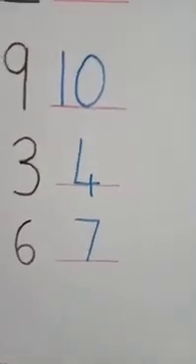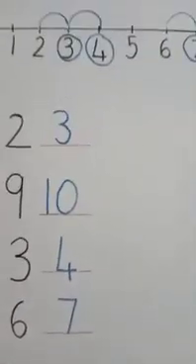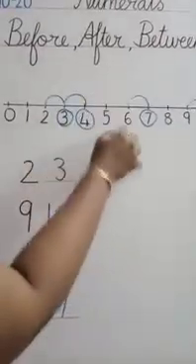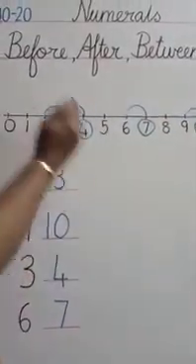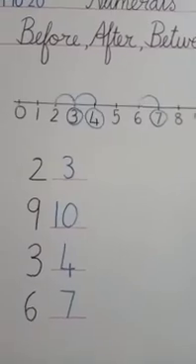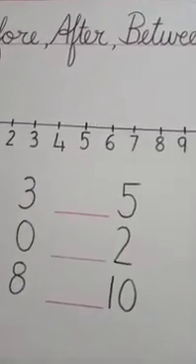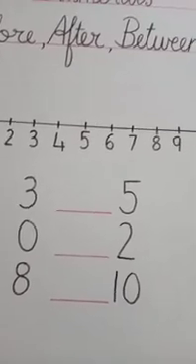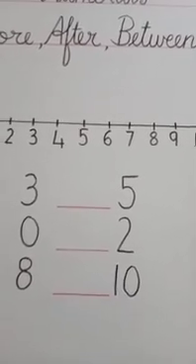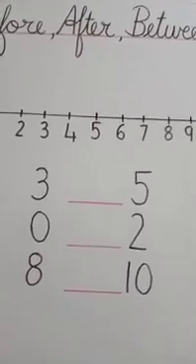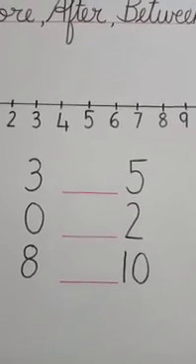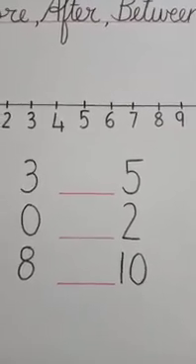So you understood, children? This is after. When you go after, it's like this. When you go forward. So this is your after numbers. Okay, children. Now our last concept, and that is what comes in between. Now I have written 2 numbers and we have to guess what comes in between those 2 numbers.